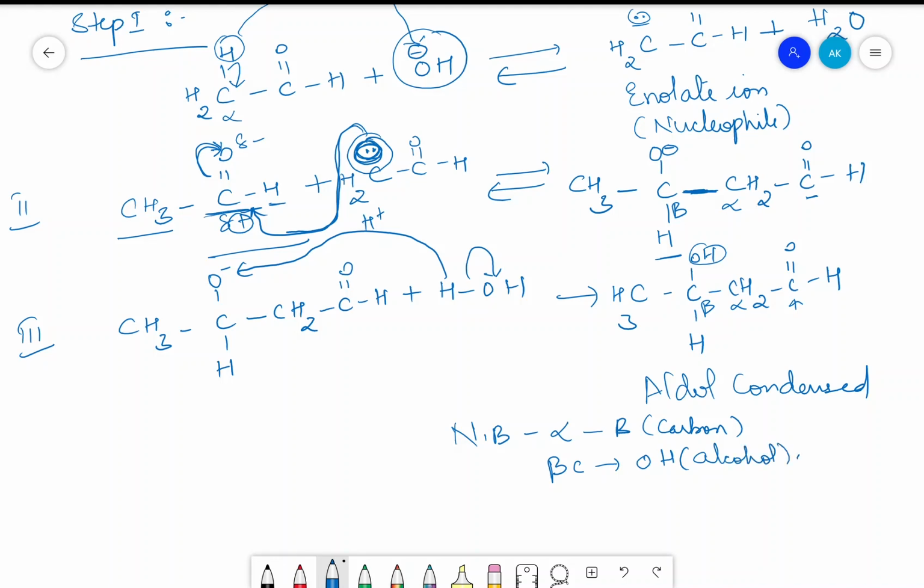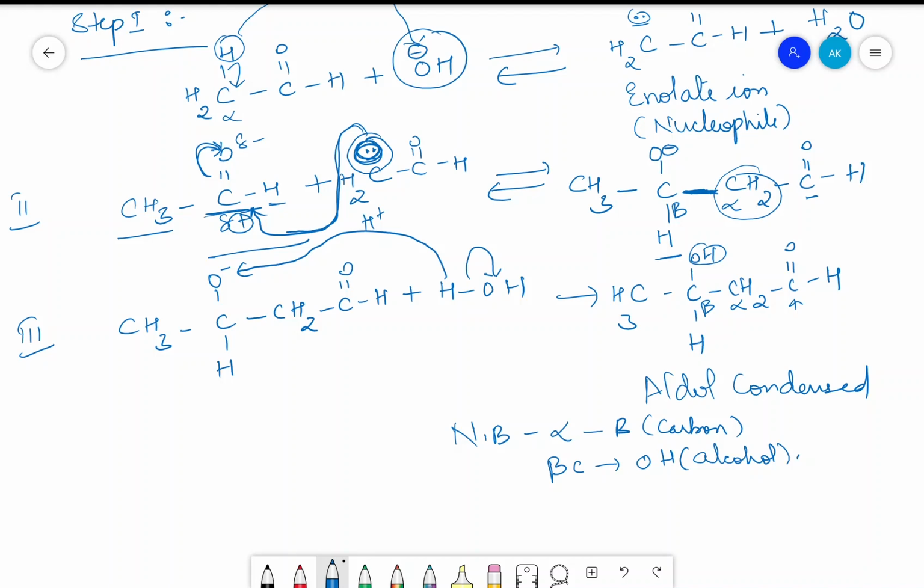These are the few things we can generalize. In our notes, which you'll be getting along with the video, the product is a larger molecule that contains a newly formed carbon-carbon double bond. This is the newly formed carbon-carbon double bond. It occurs between the alpha carbon of one aldehyde, that is the enolate ion, and the carbonyl carbon of the second aldehyde.